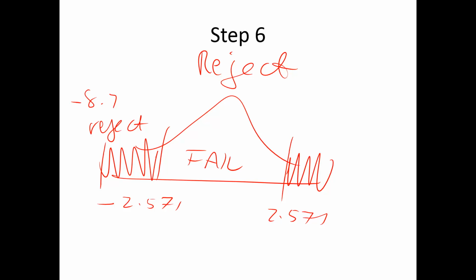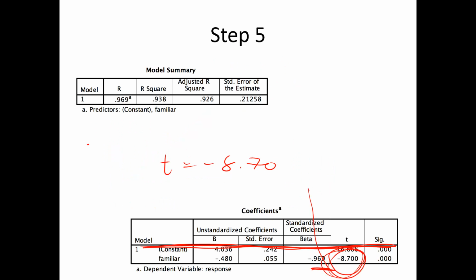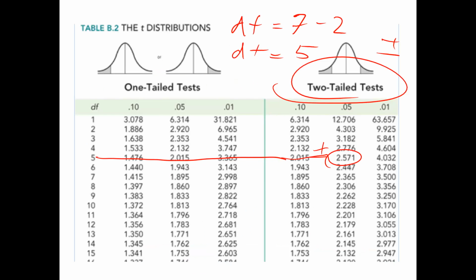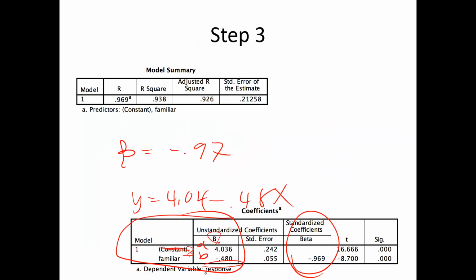And so what does that mean? Well, if I reject this null, that means that familiarity does predict response time. So if I know how familiar someone finds a word, I can use that to determine how fast they're going to respond. So for every 1 unit of familiarity, I get 0.48 units negative response time. So let me back up a second. So B here, the interpretation of that is every time familiarity goes up, response time goes down.